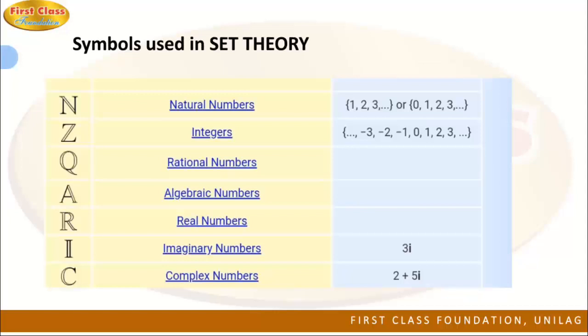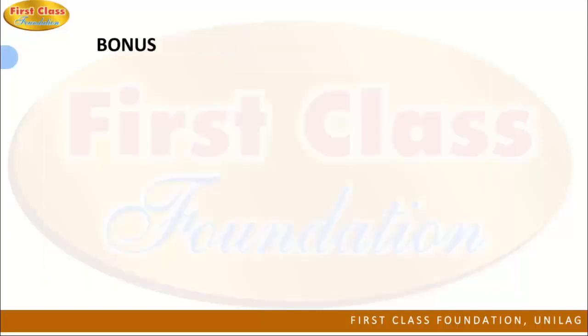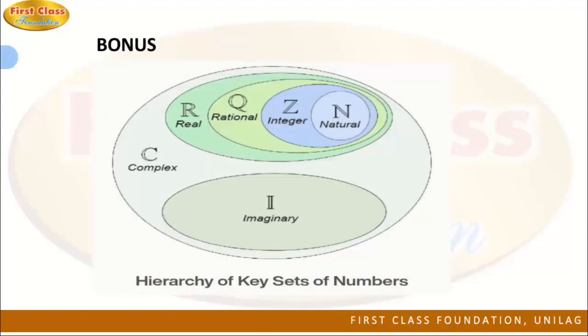Now let me briefly explain this, though it's not required for this particular class. However, you just need to take note of them. Now these are the signs that are used to represent different numbers that we have. Capital letter N represents natural numbers. Capital letter Z represents integers. While capital letter Q represents rational numbers. A represents algebraic numbers. R represents real numbers. I represents imaginary numbers. While C represents complex numbers. Then this is just a bonus for you. So you can see it's there.